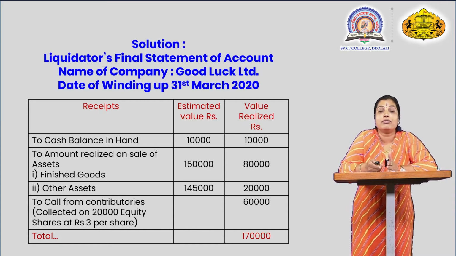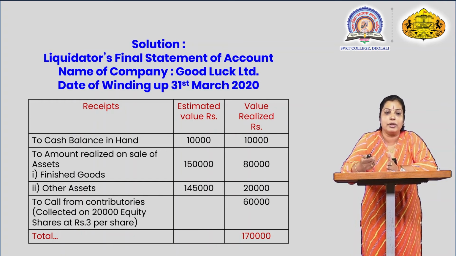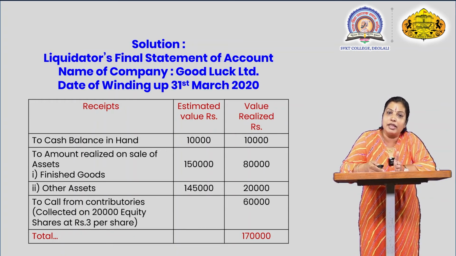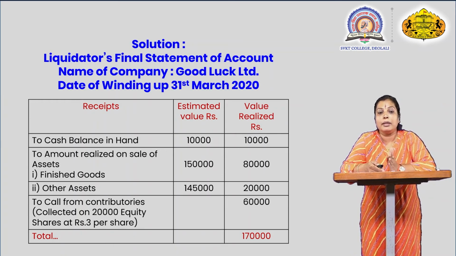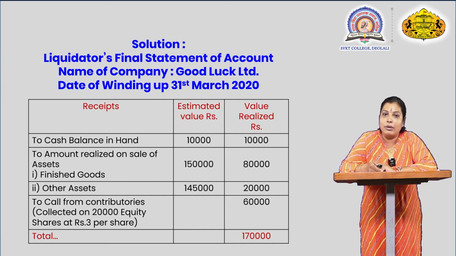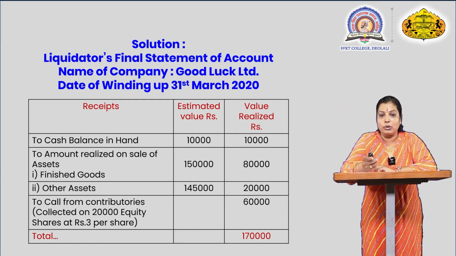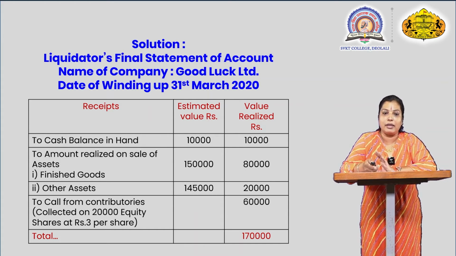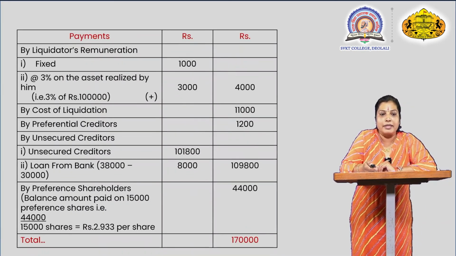That's why we call from contributories, meaning equity shareholders, on 20,000 equity shares, rupees 3 per share. It means 20,000 into rupees 3 is equal to 60,000, which will be collected from the equity shareholders. This is the receipt side, and the total receipt is 1,70,000 from the liquidation of winding up. And this is the payment side.